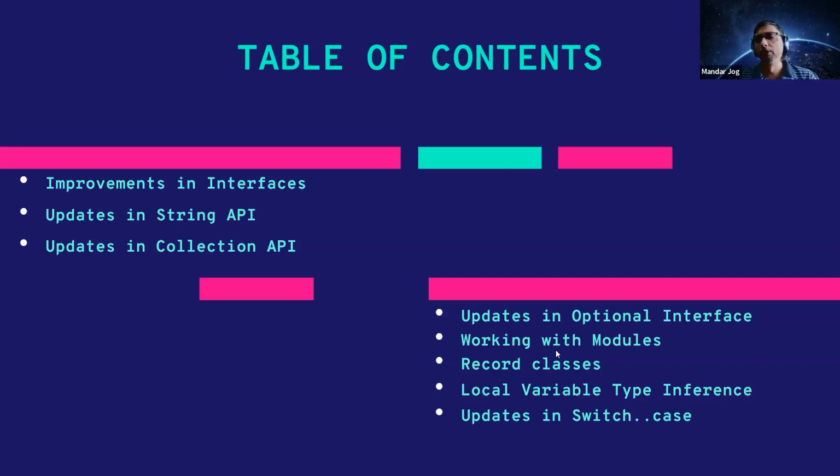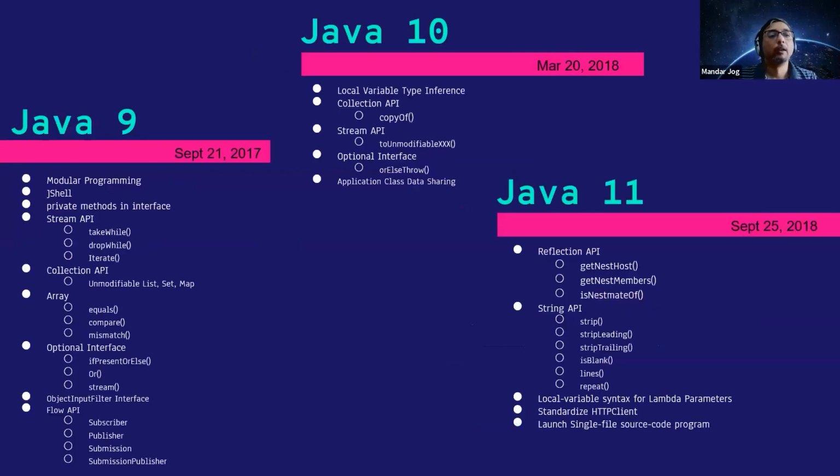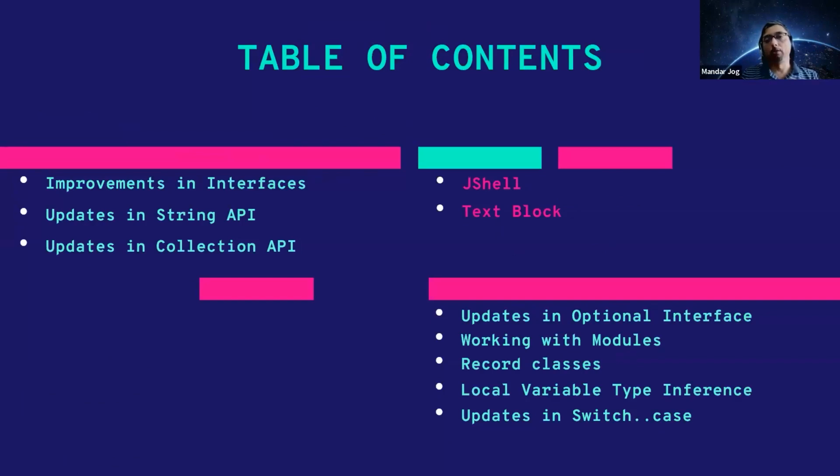So that's local variable type inference. Switch case is something relatively new, which was modified in one of the versions of Java. Apart from that, there is the concept of JShell, which we'll talk about, where you can test a snippet of code without writing a full program, and how to do that. And there is another update called text blocks as well. Why to use text blocks, in which version it was released, and all that, we will discuss.